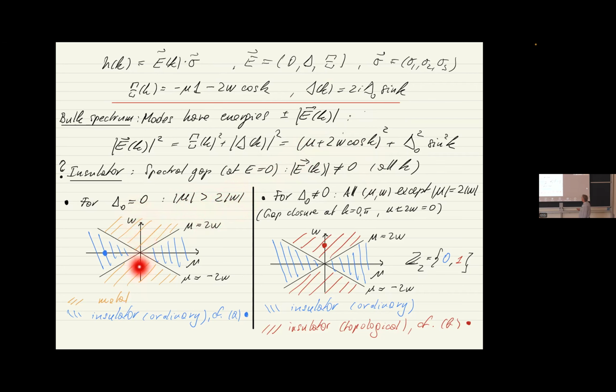So here we draw a phase diagram with mu and w as coordinates. If mu is in this situation here, that's the blue region. What did we use before? In the special case, w was 0 and mu was negative, so that is the special case we looked at before. So in this blue region, we have an insulator.